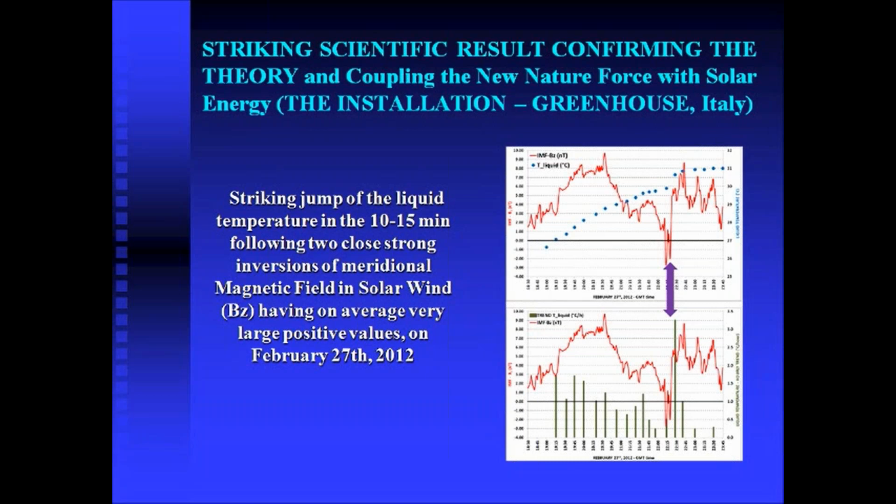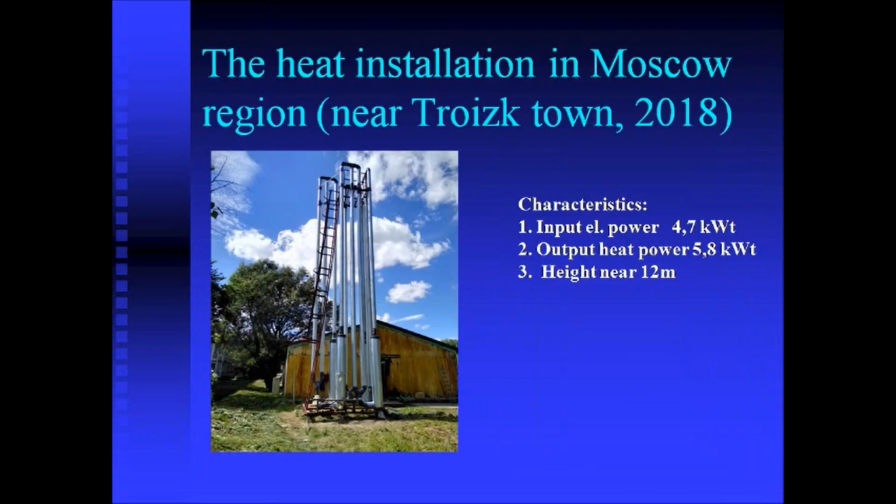You see a first industrial heat installation located near Moscow. Output-input coefficient is equal 1.25. The height of this installation is equal 12 meters.